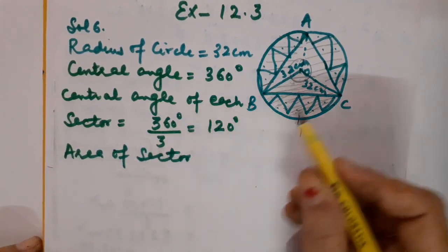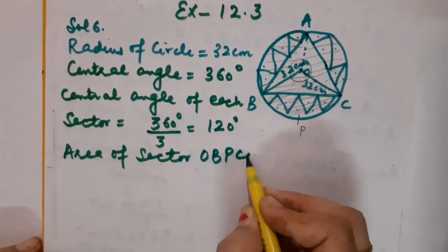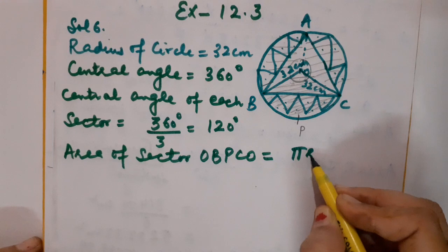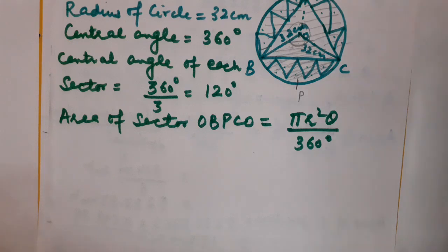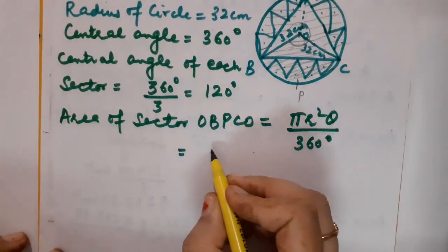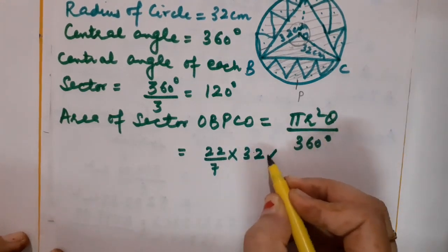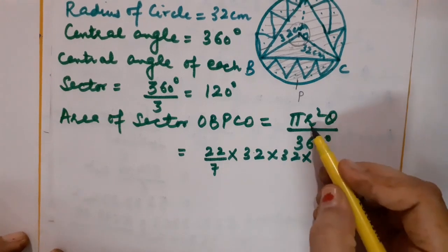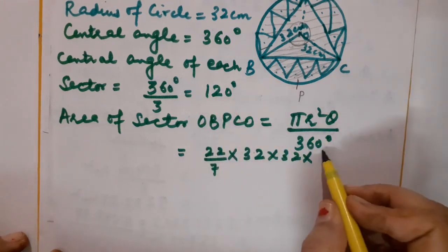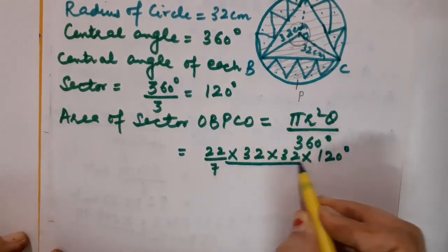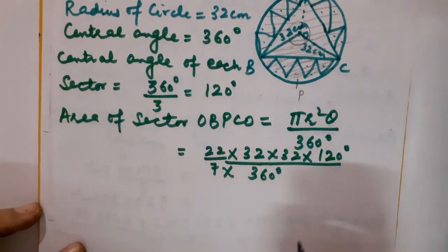sector, what's the name? OBPCO. OBPCO is equal to pi r square theta upon 360 degree. So now children, let us calculate the area. The value of pi is 22/7 into, what is r? That is 32 centimeter. So it will be written twice because r square is there in the formula. And theta we have just calculated, that is 120 degree upon 360 degree. So let us calculate.